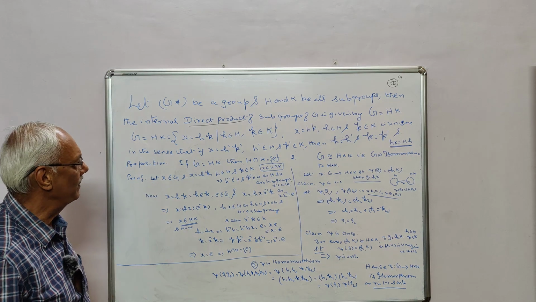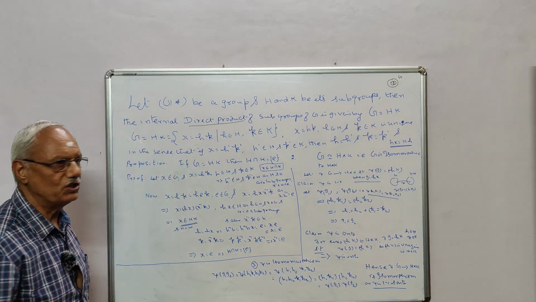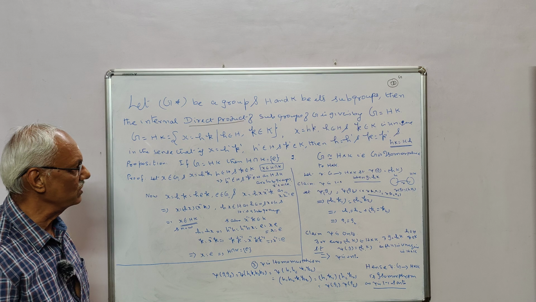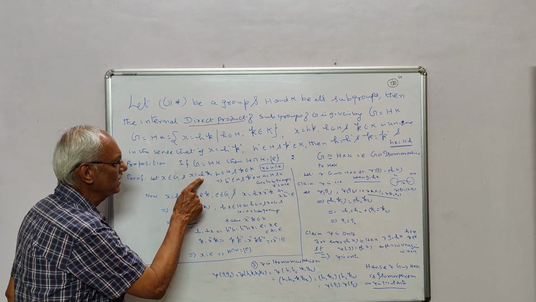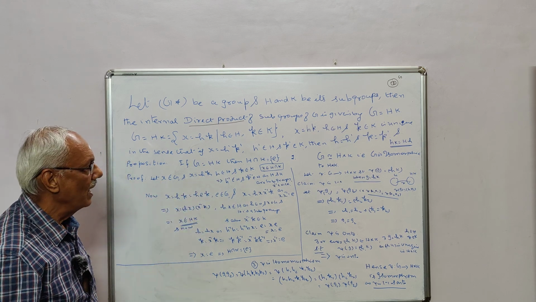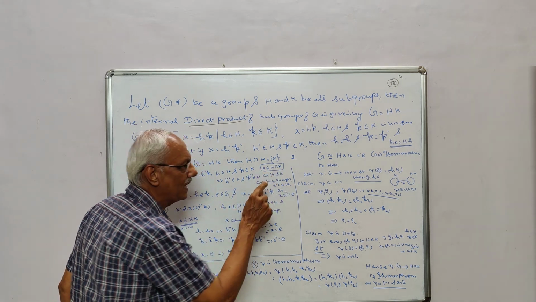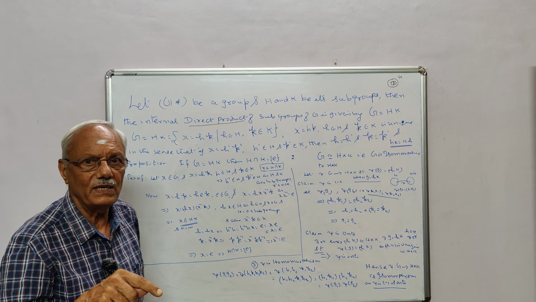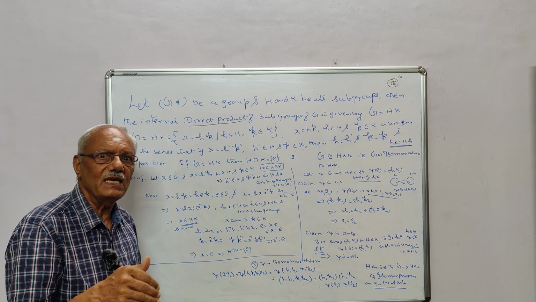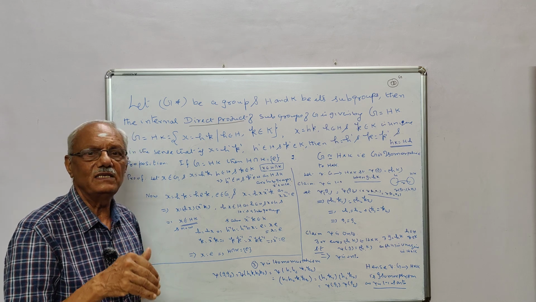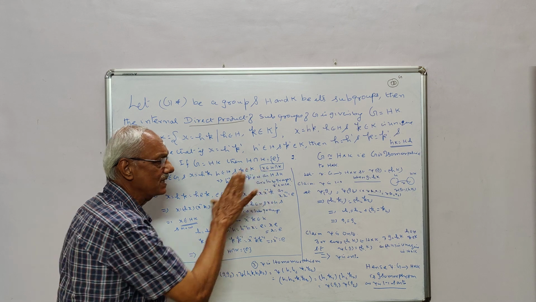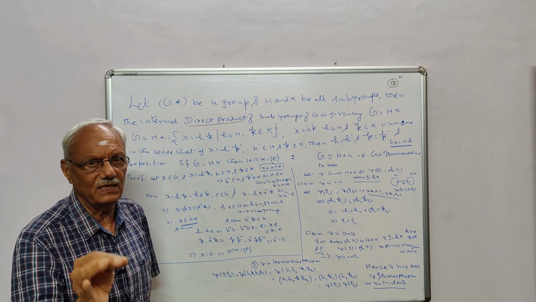Now, how to prove this? Take an element x in G, that means x belongs to HK. I am taking this x as the common element between H and K. What I am going to establish is that this x can be nothing but the identity element E, which is common to H and K. That is what I am going to prove.